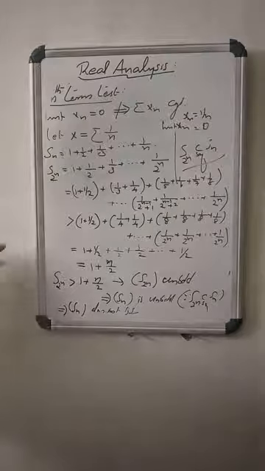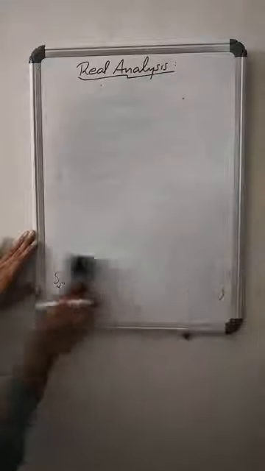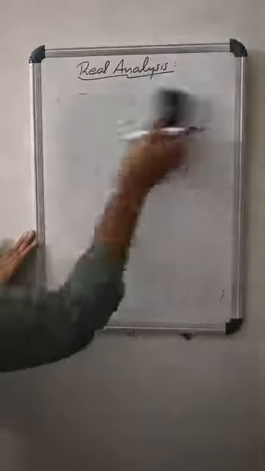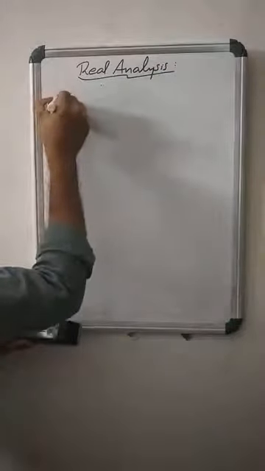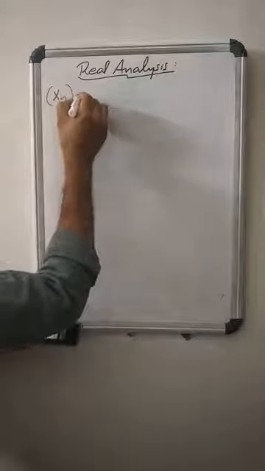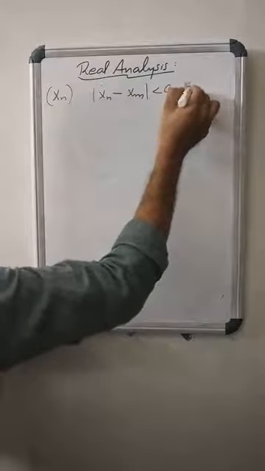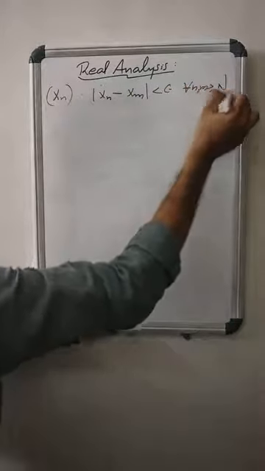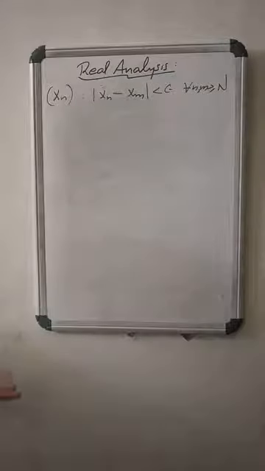Next we consider the Cauchy criterion for series. What is a Cauchy sequence? A sequence xn is said to be a Cauchy sequence if modulus of xn minus xm is strictly less than epsilon for all n, m greater than or equal to a particular stage capital N, for all epsilon positive. Agreed. So what is Cauchy's criterion for convergence? It means every Cauchy sequence converges.